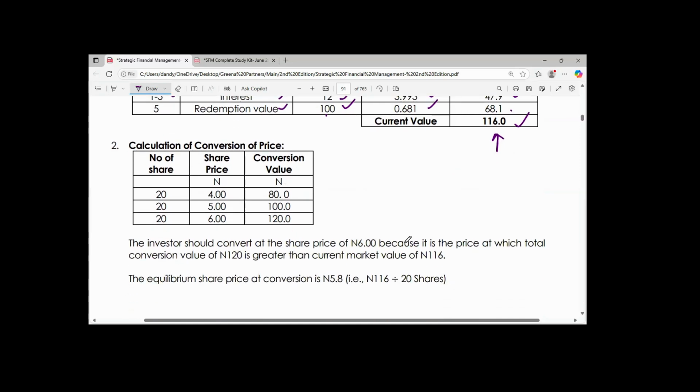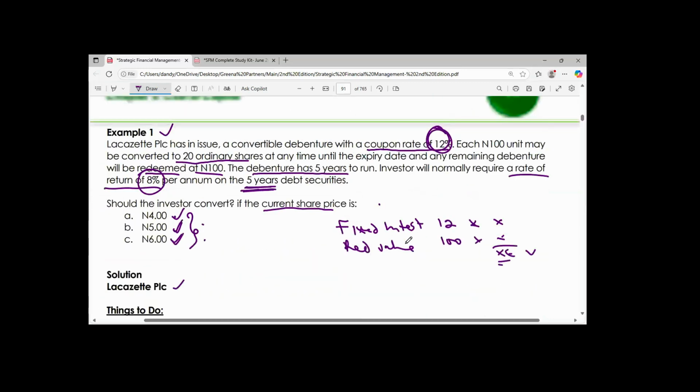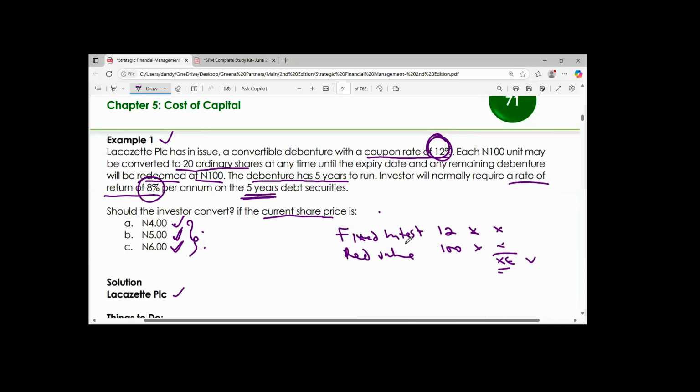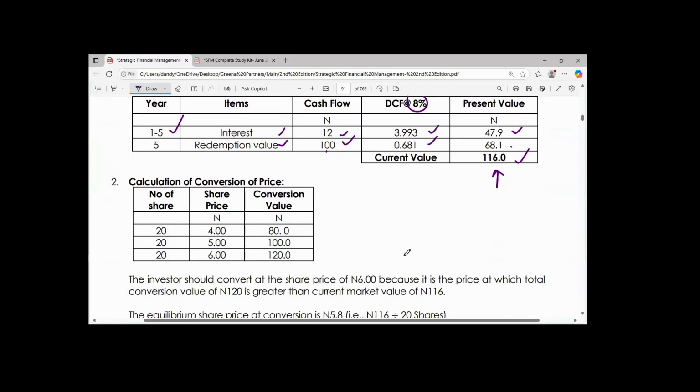To get the conversion value, you multiply the conversion share price by the number of shares. The examiner told you in the question that each 100 naira unit may be converted to 20 ordinary shares at any time until the expiry date. So 20 is the number of shares: 20 multiplied by 4, 20 multiplied by 5, 20 multiplied by 6. And that's what we have here.